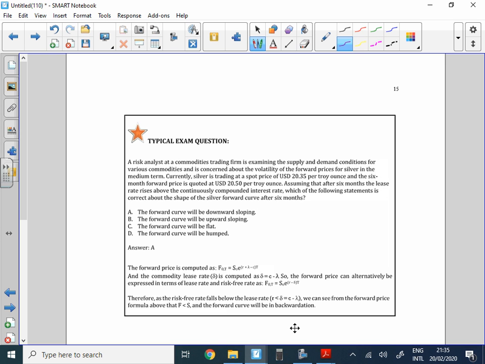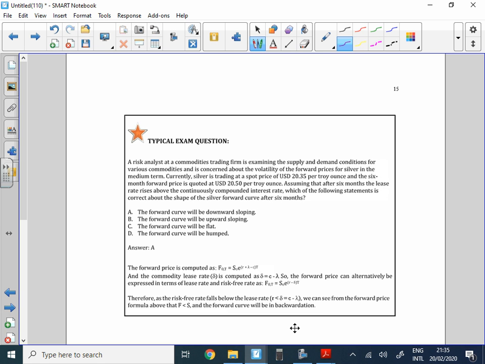And guys, you know by now, FRM questions start with a story. Let's read this. A risk analyst at a commodities trading firm is examining the supply and demand conditions for various commodities, and is concerned about the volatility of the forward prices of silver in the medium term, and so on. Now you get to what you need. Always, an FRM question is a lot of blah. You'll see when we get to Book 2, it's called white noise. Just get rid of it.